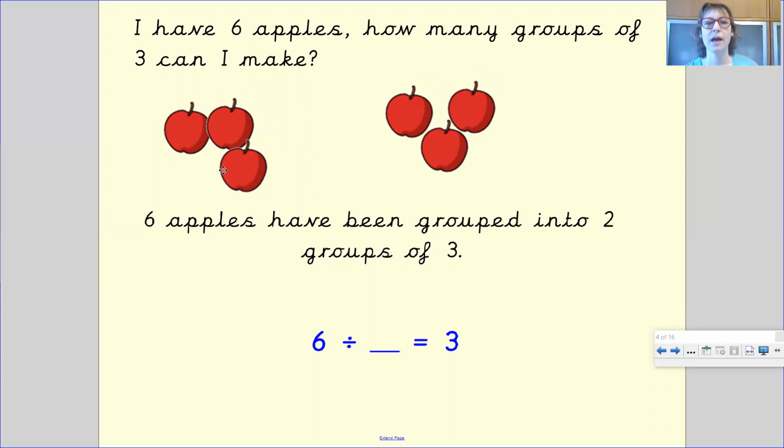Just like yesterday, I've started with how many I've got all together. And then I want to see how many groups I've got, and then how many I've got in each group. So that's my total. That's my groups. And that's in each group. Just like we did yesterday. So let's have another one.